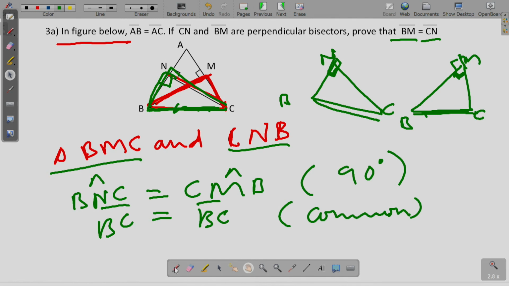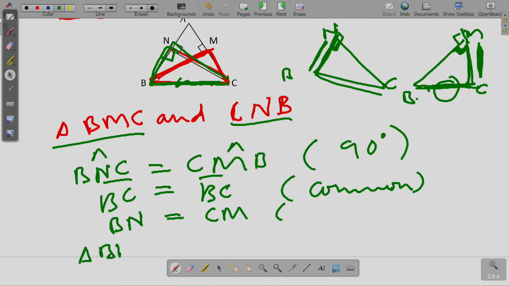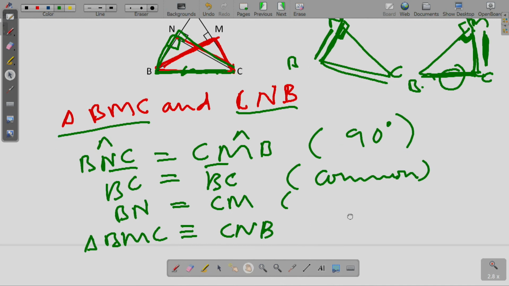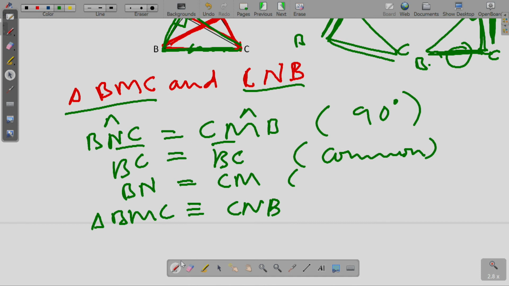And also length BN is equal to length CM. This length BN is equal to the length CM. Why? Because we have right angle triangles and the hypotenuse sides are equal and both have 90 degrees here. It means that this side must be equal. And therefore, triangle BMC and CNB are congruent. Then from the definition of congruence, we can state that length BM is equal to length CN.